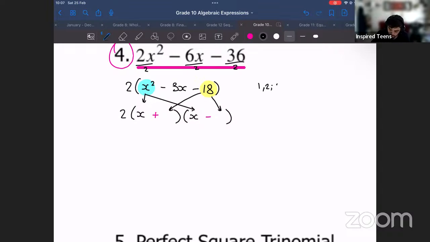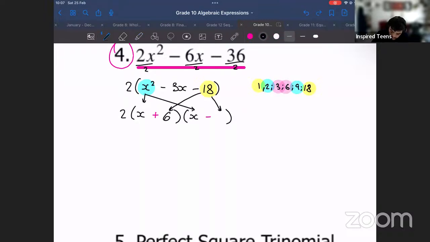1, 2, 3, 6, 9, 18. Okay, so if I add and subtract them in my head, remember I need to use factor pairs. That's very important. So if I use 1, I have to use 18. If I use 2, I have to use 9. And if I use 3, I have to use 6. All right, so 9 minus 2 is 7, 9 plus 2 is 11, 18 definitely doesn't work. Clearly, we have to use 6 and 3.